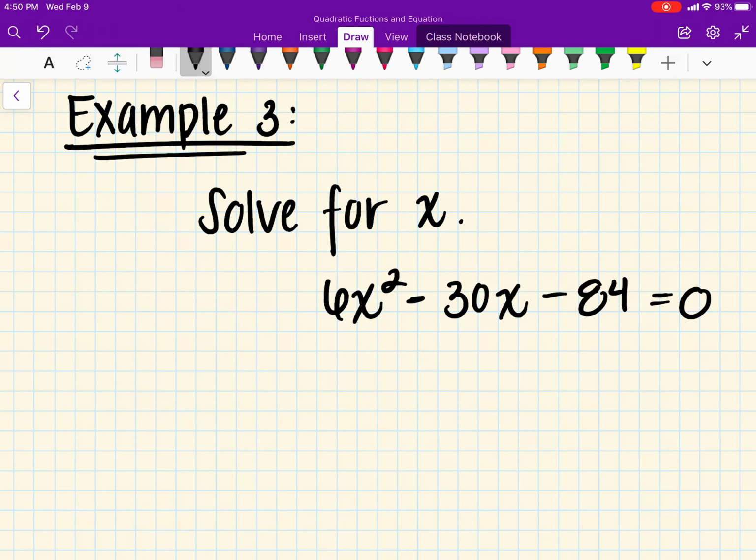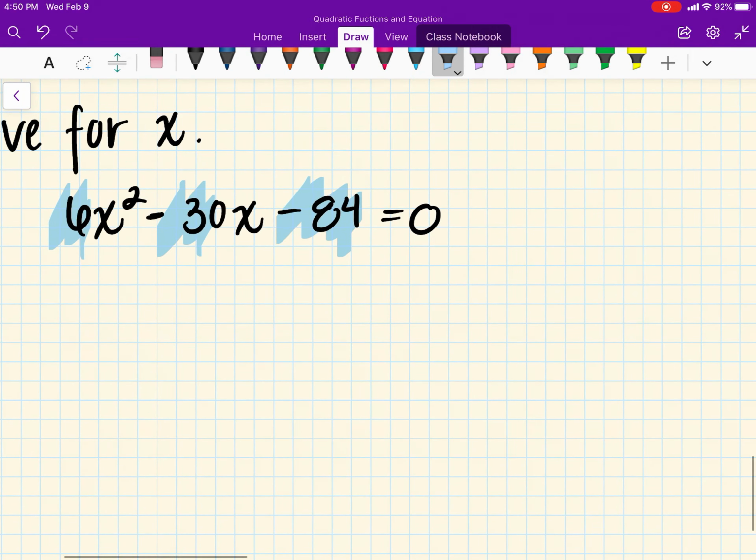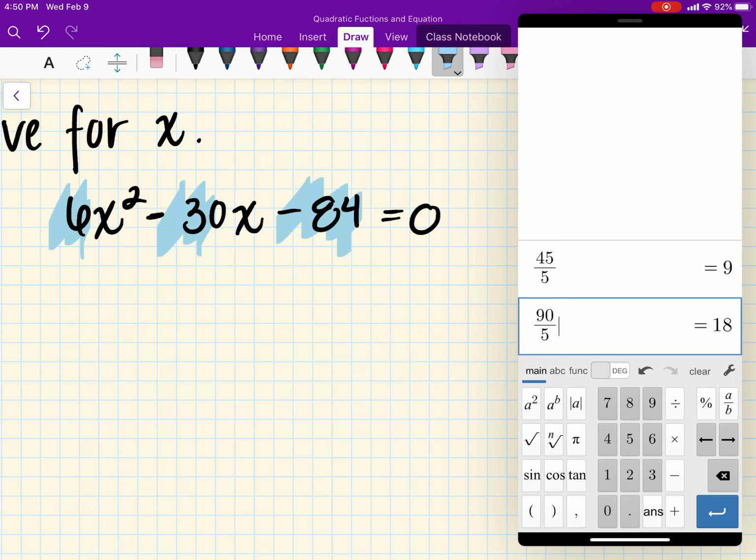All right, guys, so for example 3, once again, we have the equation of 6x squared minus 30x minus 84 equal to 0. Once again, our goal in this case is to solve for x. So first thing you want to go ahead and check, guys, is if there's any GCFs, any numbers in this case that can divide into the 6, the negative 30, and the negative 84. And in this case, guys, I do recommend you always check with the smallest number that you're given here. So smallest number here is a 6.